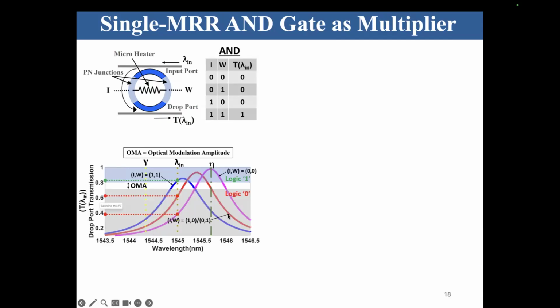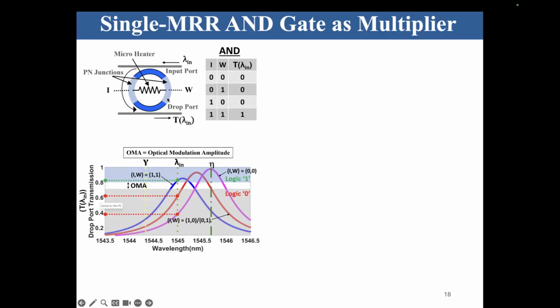And if you look at the spectra, this gamma is basically where you will end up having the resonance of this microring because of the fabrication imperfection and all that. What you want is to program that to eta position when the inputs I and W are zeros. So you can just heat it up, operating the microring at a higher temperature to shift from gamma to eta. That is the idea over here.